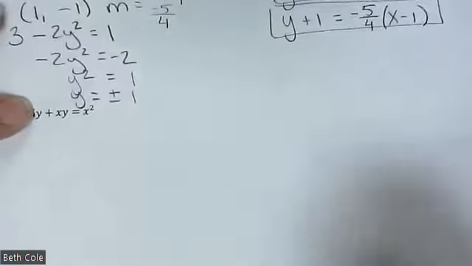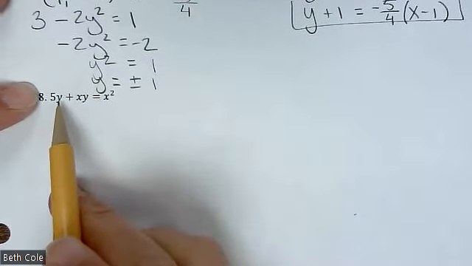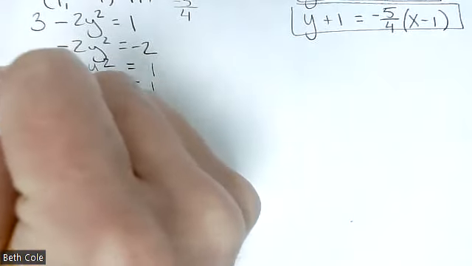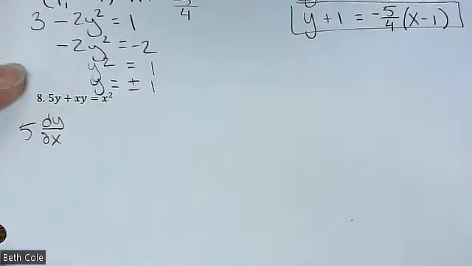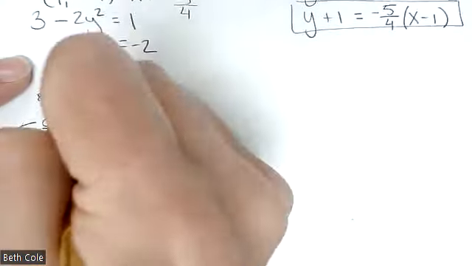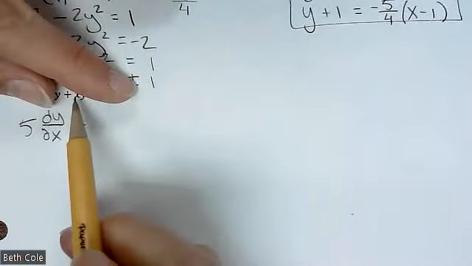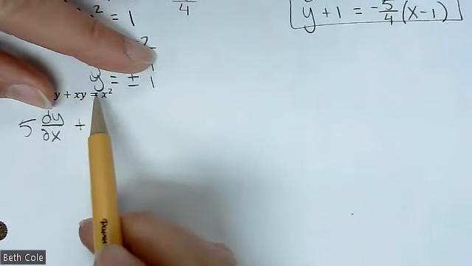All right. Derivative of 5y. What do you guys think? 5 dy dx. Good. When you do a derivative of y, you chain on dy dx. Plus, okay, that next thing is x times y. That's going to be what rule? It is product rule. The first thing is x. The second thing is y.